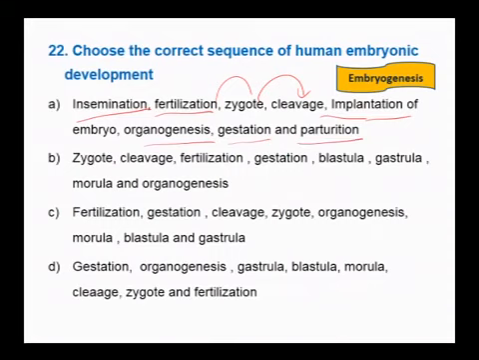After gestation period, childbirth. So in these options we can predict, since insemination is the beginning.